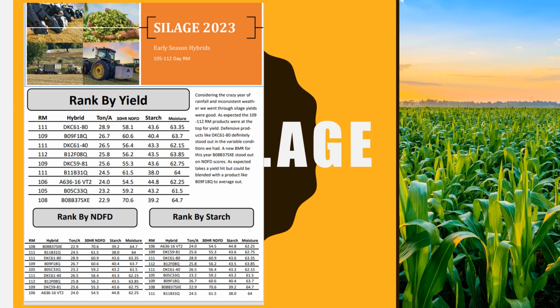Leading the pack this year was DeKalb 6180. Good dominating tonnage performance. This corn's been around for a couple years, has been really good. Always does well under droughty conditions, has really good stress tolerance.